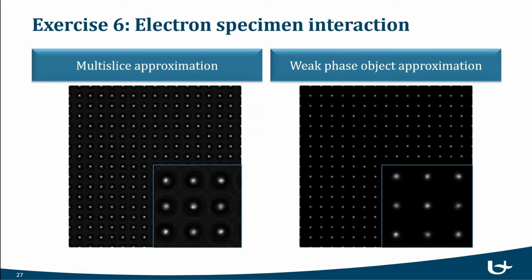For this exercise, we can see that the multislice approximation with a weak phase object approximation shows the expected results, which is high resolution TEM images for an FCC crystal along the O1 orientation.